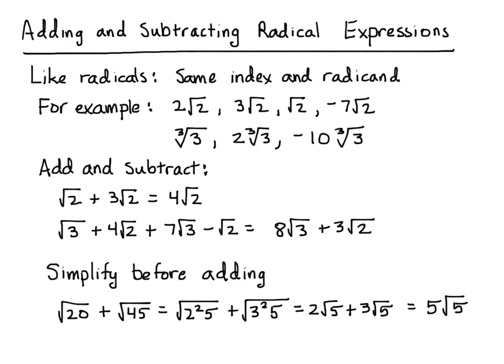So you always have to simplify first and then see what adds. It could be that you simplify them and nothing can happen because you get different radicals. Then you're as simple as you can get. But if you do have like radicals, then you should add them.